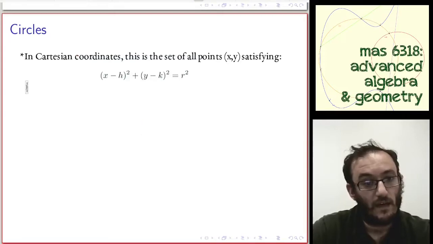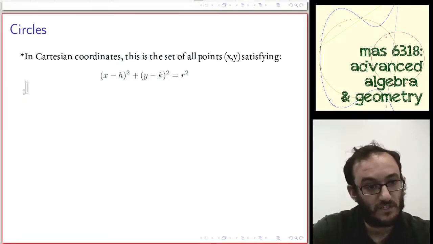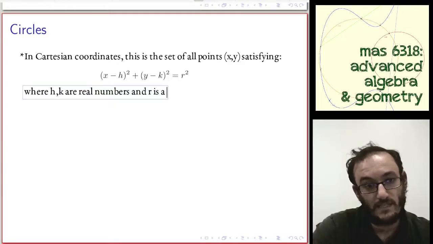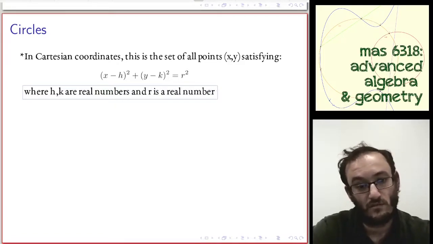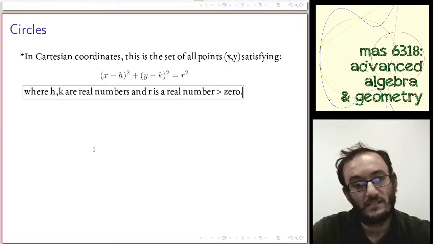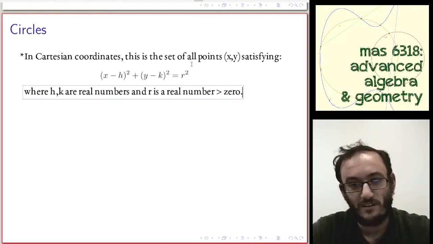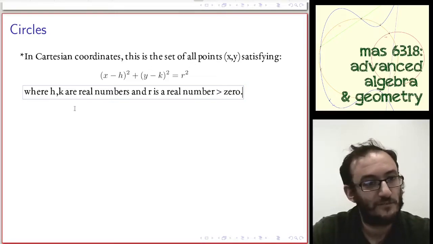Okay, and for this to work, we just need h and k to be real numbers, and r to be a real number greater than 0. Okay, and it's not so important that it's greater than 0, just that it's not equal to 0. If it's less than 0, you just get squared, and so you're looking at the positive version.